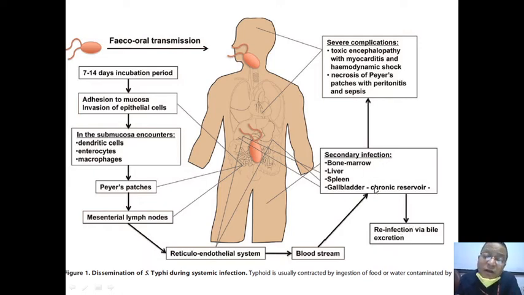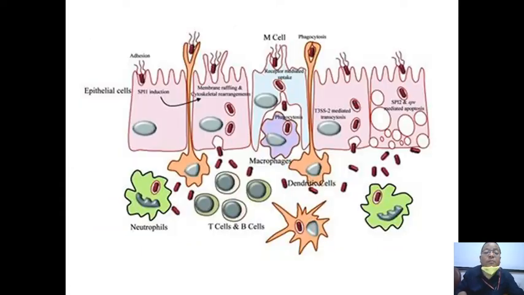And if the individual is not treated and is still suffering from bacteremia at the end of 3 or 4 weeks, then it will have severe complications like encephalitis. It can have necrosis of Peyer's patches leading to perforation and peritonitis. It can have myocarditis. It can have a large number of different complications leading to mortality or death of the individual.